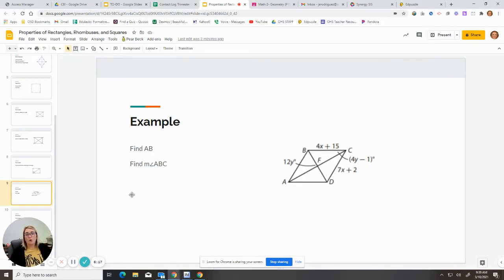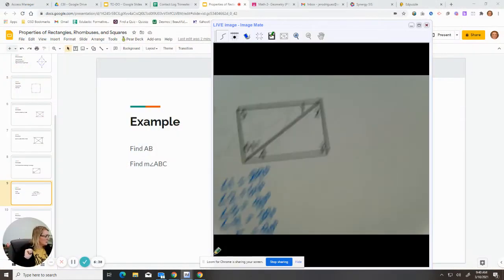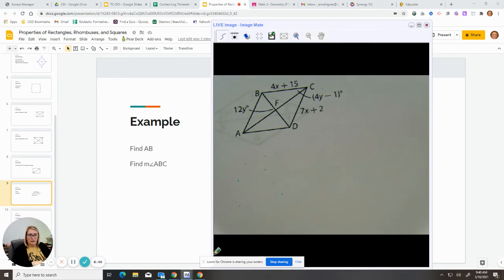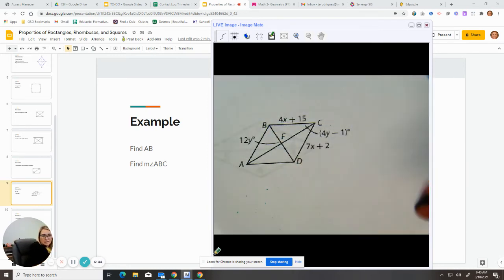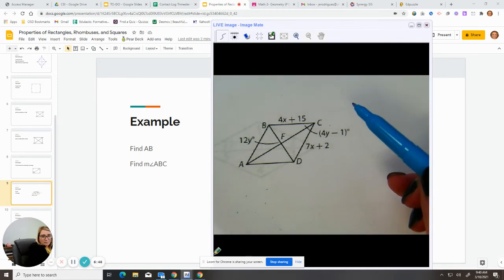So now we're going to be looking at this in a manner of needing to actually do some solving. Okay, so we're going to have to find some variables first, plug those variables in to find the side lengths, and then kind of work from there. All right, so let me pull this up, and we're going to first be looking at figuring out what AB is equal to.